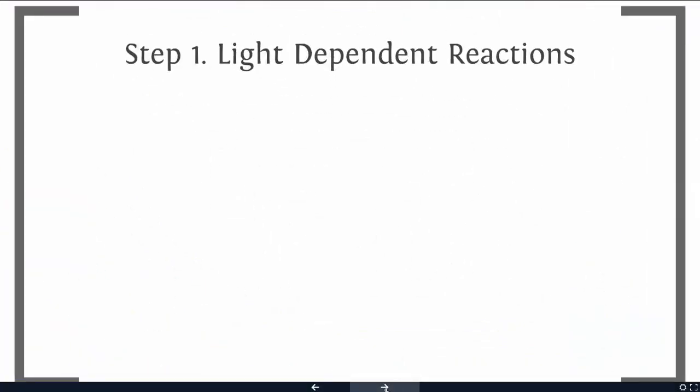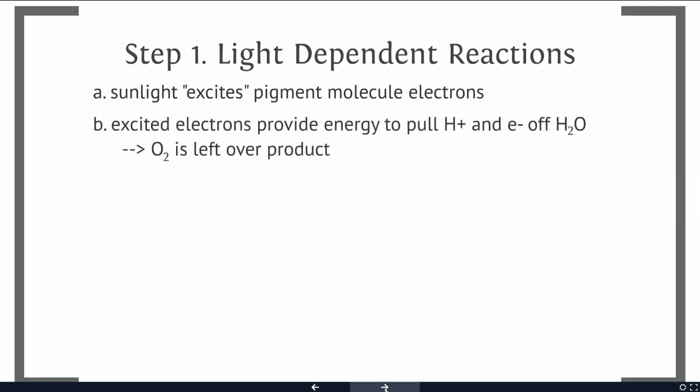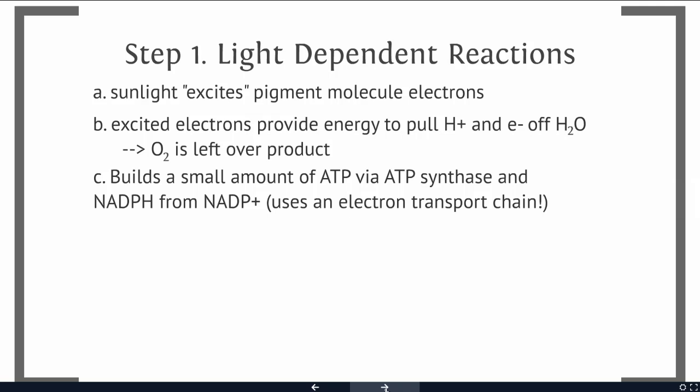First, we have the light-dependent reactions, and as you can imagine, light-dependent means it requires light to happen. The first step, sunlight, is going to excite a pigment molecule electron. The excited electrons are going to provide the energy to pull a water molecule apart. They're going to pull a hydrogen off, an electron off, and what's going to be left over if you do that with a couple water molecules is oxygen. This is going to build a small amount of ATP via ATP synthase, and it's also going to build NADPH from NADP+ through an electron transport chain.